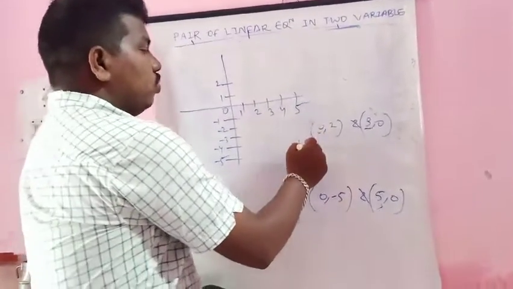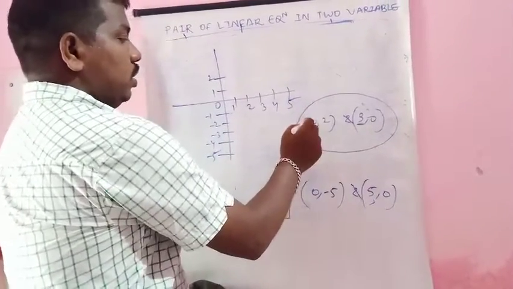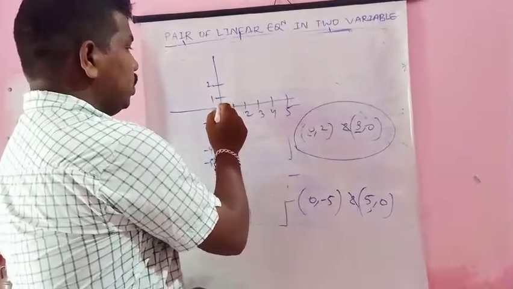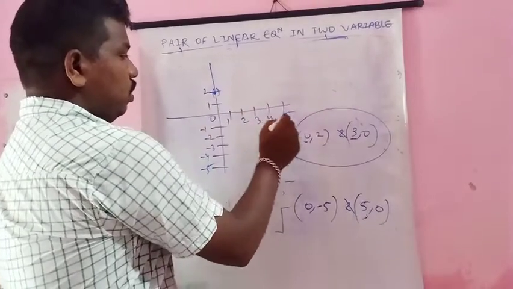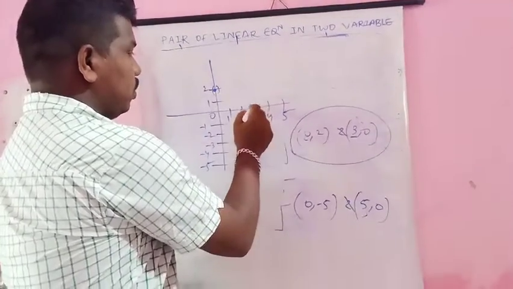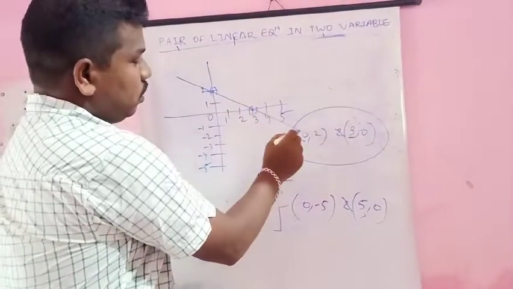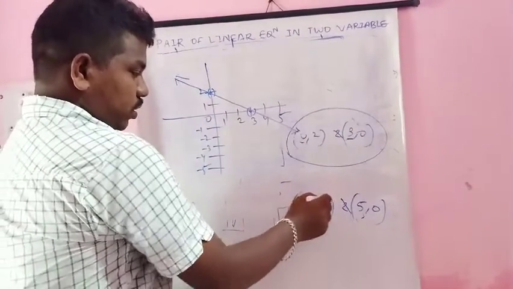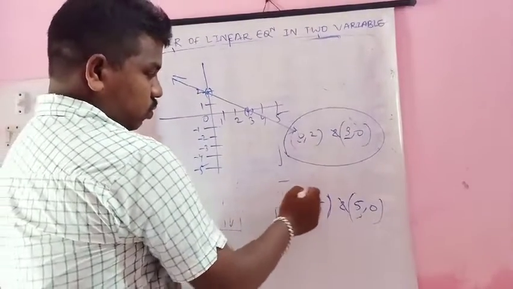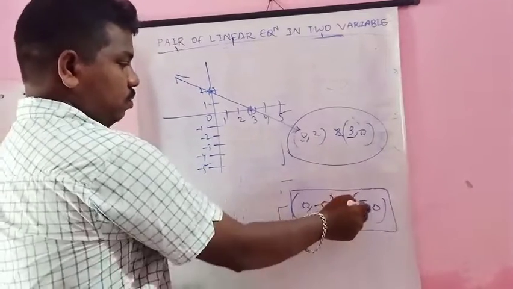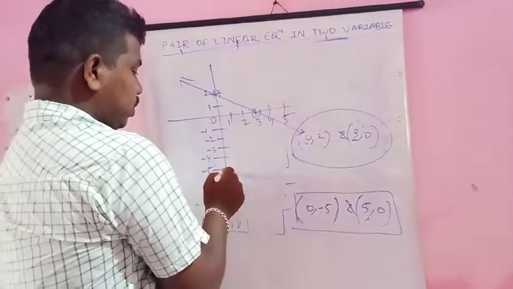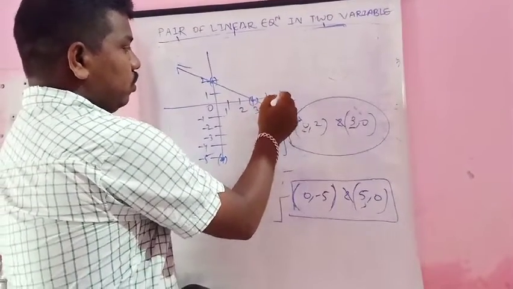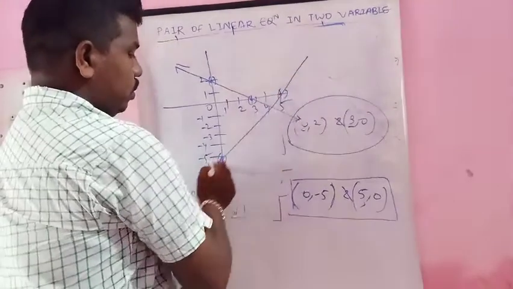So from the first equation we get these 2 points. We take these 2 points and draw the straight line. The first point is (0, 2), here, and the second point is (3, 0) here. So we draw a straight line through (0, 2) and (3, 0). From the second equation we get 2 points, (0, -5) and (5, 0). So the (0, -5) point is here, and we indicate it by a dotted point, and here is (5, 0), which we also indicate by a dotted point.